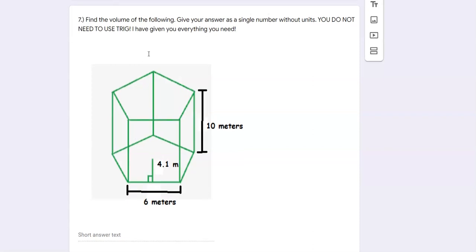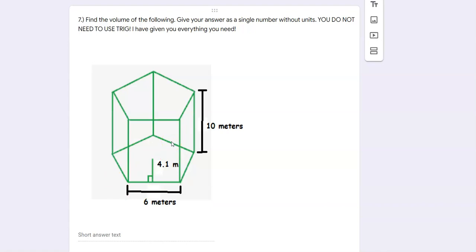On this problem right here, make sure you understand I gave you everything. Do not try to do trig. If you do trig and you do it correctly, you'll end up with 4.1 when you round, but why would you do that when I give you everything? So you will be running with these numbers right here for the volume.